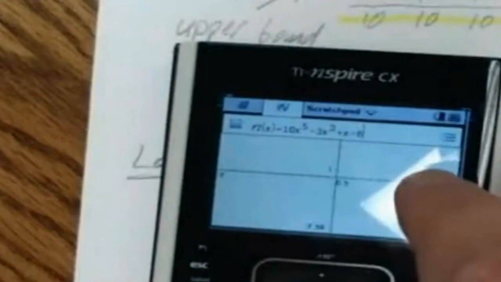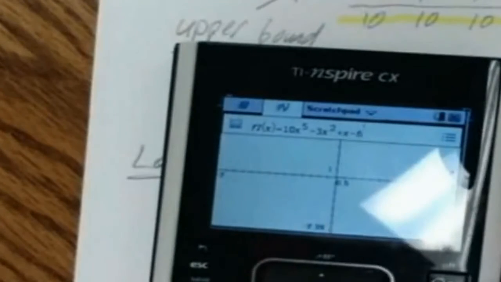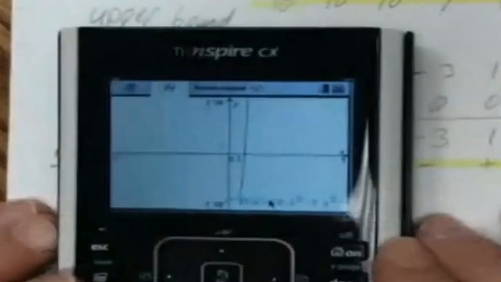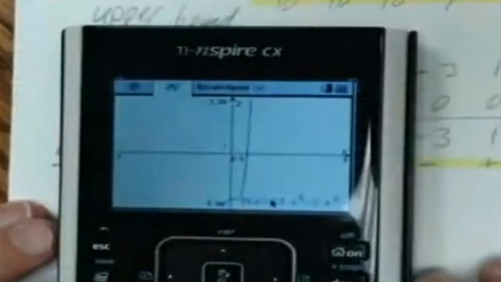So if I enter 10x to the 5th minus 3x squared plus x minus 6, that is the function that we started with. 10x to the 5th minus 3x squared plus x minus 6. And I hit enter. Okay, let's zoom in. We see the graph is just crossing in one place there.